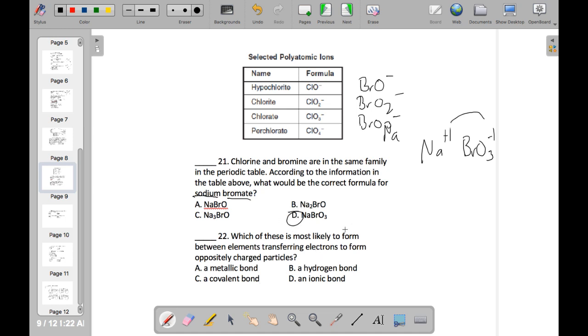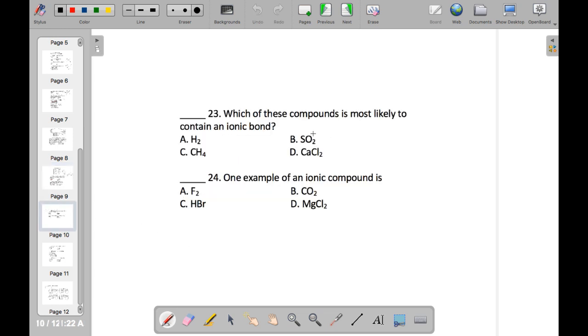Which of these is most likely to form between elements transferring electrons to form oppositely charged particles? That's a fancy way of saying an ionic bond. Which of these compounds is most likely to contain an ionic bond? Well, we have to realize ionic bonds occur between metals and nonmetals. So let's see what we have here. Hydrogen and hydrogen, that's not going to work. These are nonmetal and nonmetal, not going to work. Nonmetals and nonmetals, not going to work, so it has to be calcium and chlorine, or chloride.